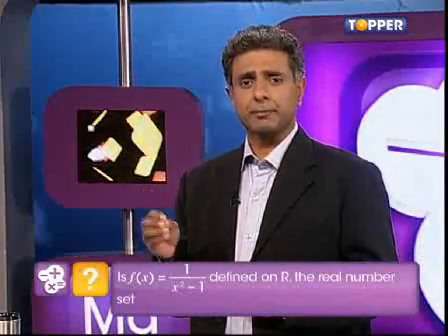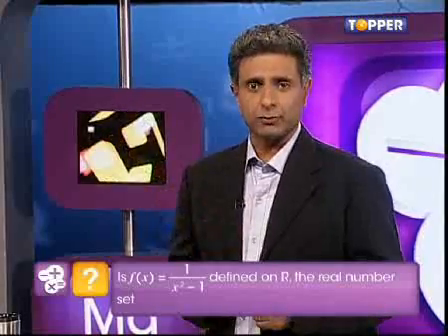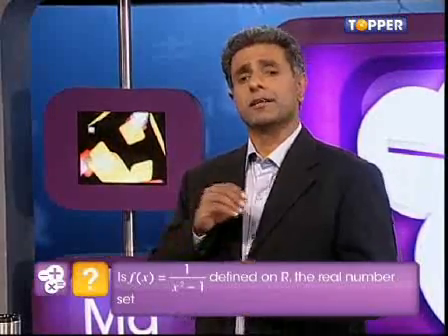With all the theory in place, I'm sure that you must be itching to solve a few questions. So, what are you waiting for? Get your pen and paper ready, and here we go. The function f of x given by f of x is equal to 1 by (x squared minus 1) is defined on the real number set. Yes or no?